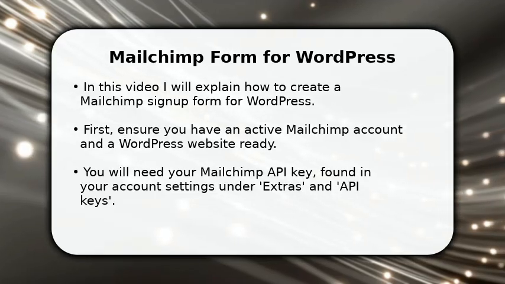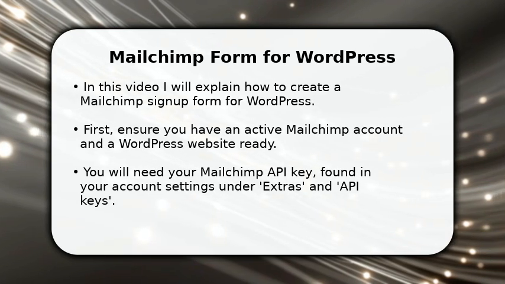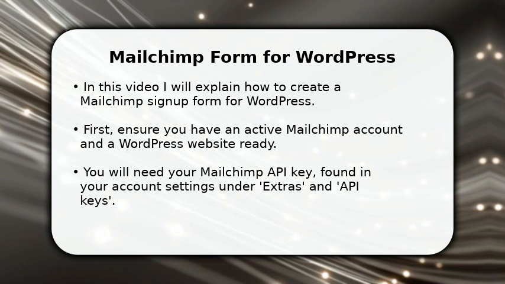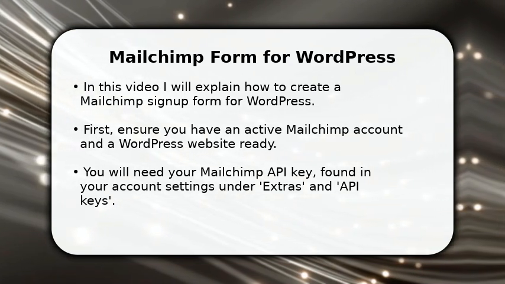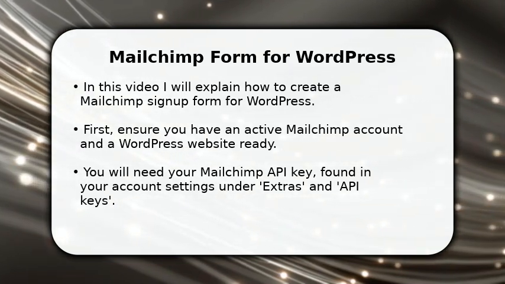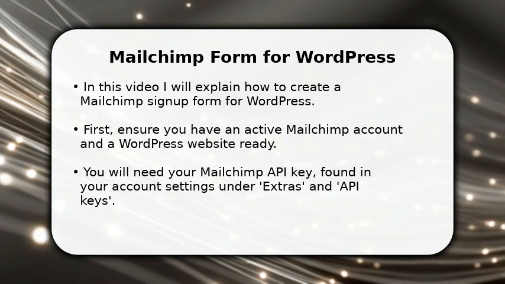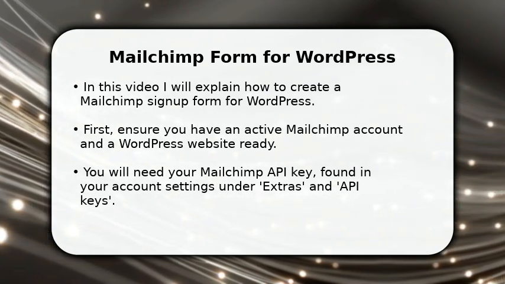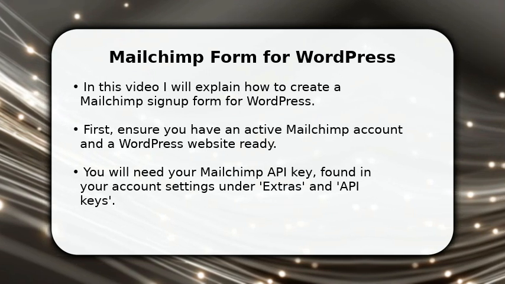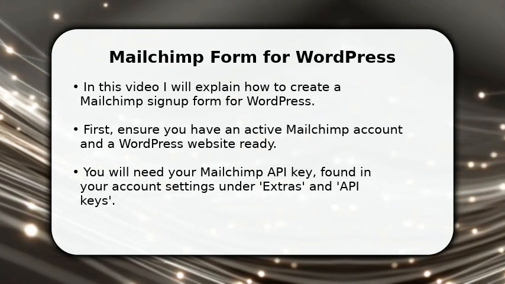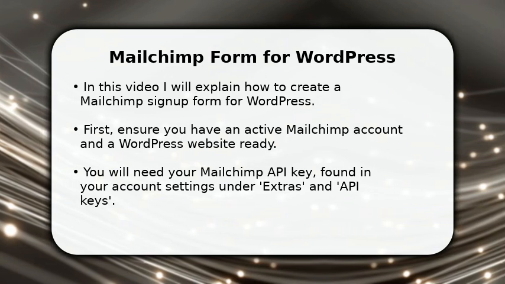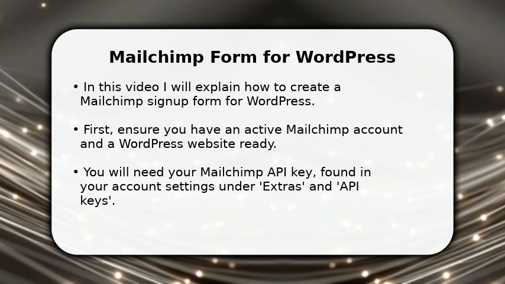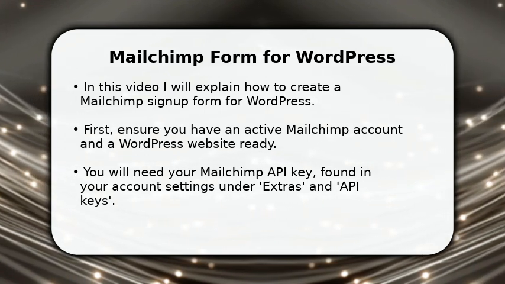Hello everyone. In this video, I will explain how to create a Mailchimp sign-up form for WordPress. To begin, make sure you have an active Mailchimp account and a WordPress website set up. You will also need your Mailchimp API key, which is crucial for connecting the two platforms. You can easily locate this key within your Mailchimp account settings, typically under the Extras menu, then selecting API keys. This key acts as a secure bridge, allowing your WordPress site to communicate with Mailchimp.